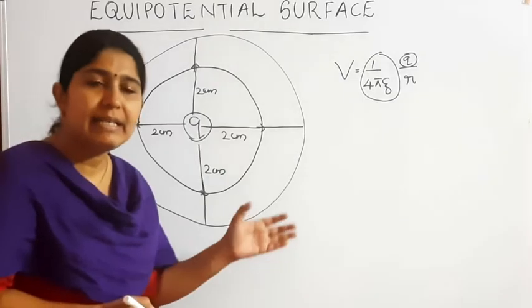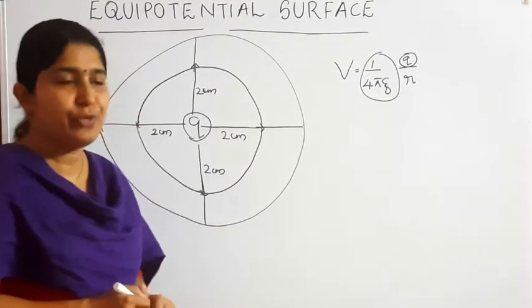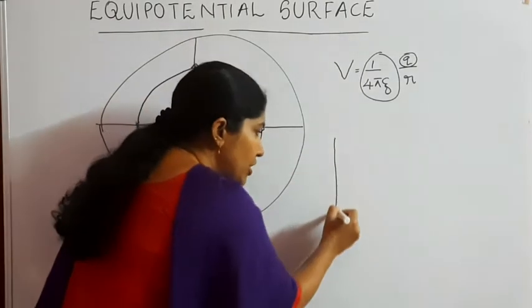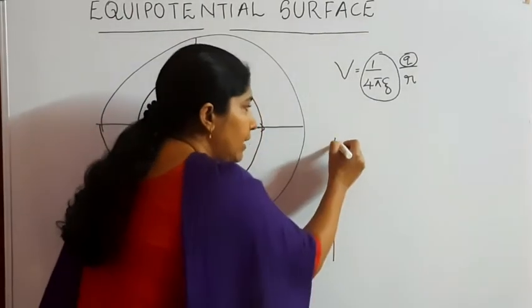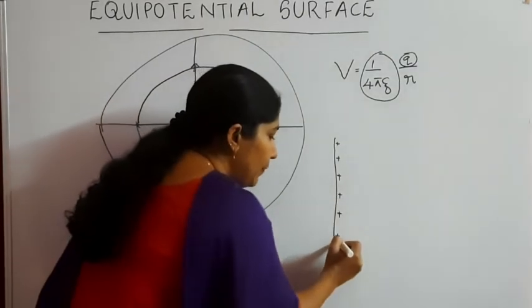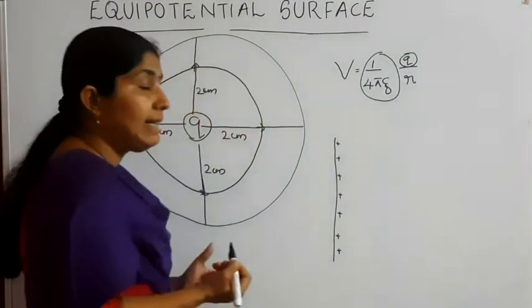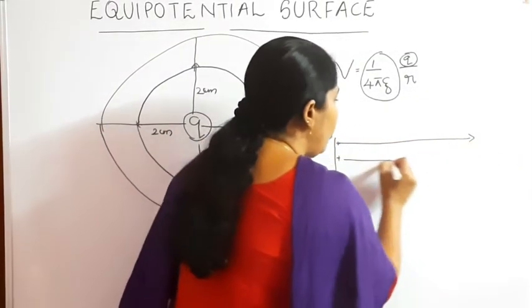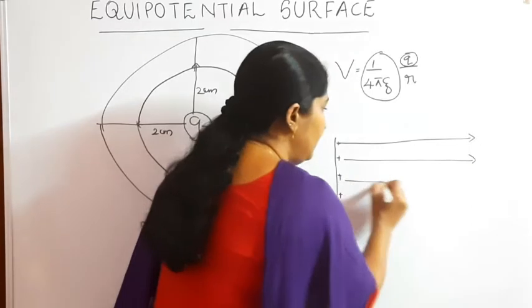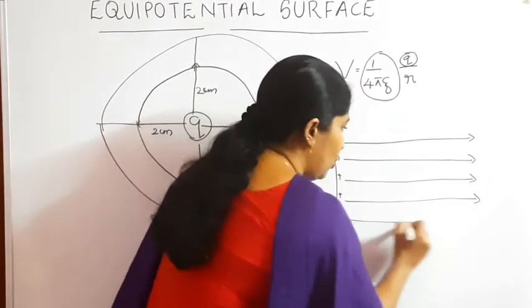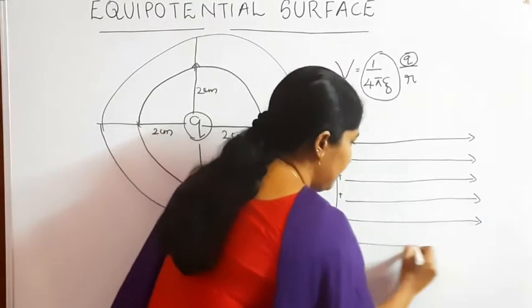Now we can consider the linear distribution of charge, that is, the charge distribution which takes place in a linear conductor. Positive charge is distributed everywhere in this conductor. What about the electric lines of force? Electric lines of force are emerging out from this linear conductor. We can draw the electric field lines like this.